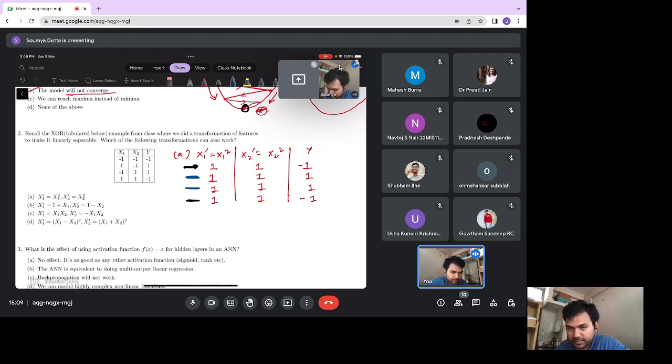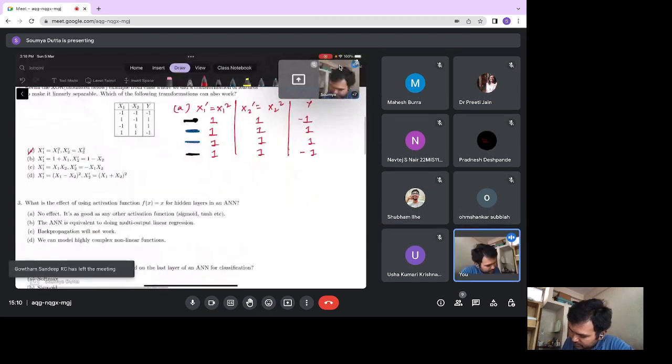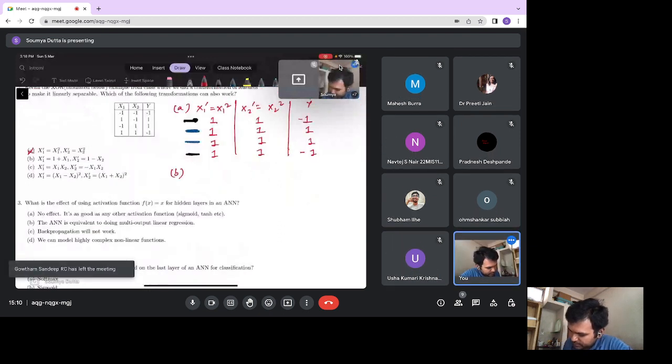All the 4 points have become the same point, and therefore this can't be linearly separated by the first feature transformation. The first one is not possible. Now let's look at the second one. I'll just rub the first one off. I hope the first one is clear.